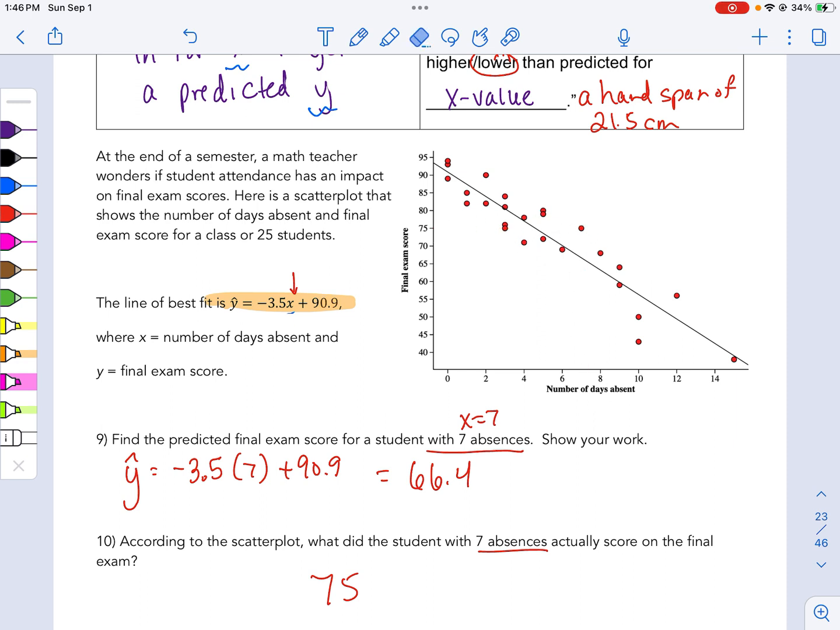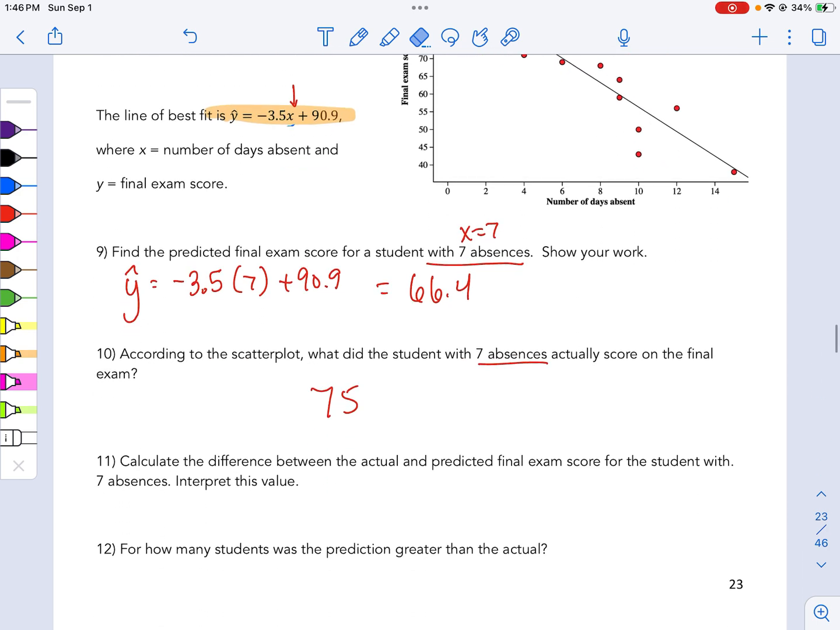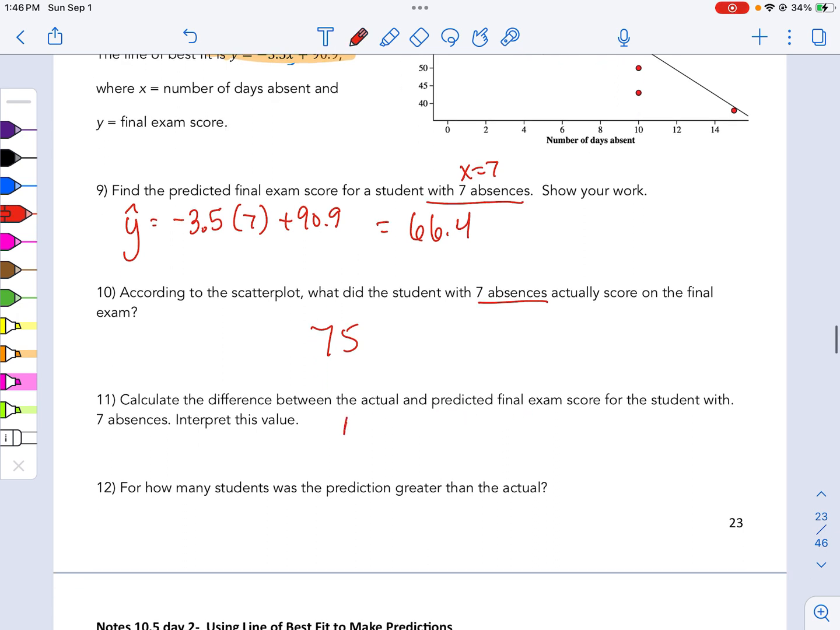If you would have said a 76, I would have given you credit for it, because if you go straight across, you're right around there. All right, so now it says calculate the difference. Difference means subtraction between the actual and the predicted. So we're going to take the actual score that he got, and we're going to subtract the predicted. Okay, so I'm going to go actual minus predicted.